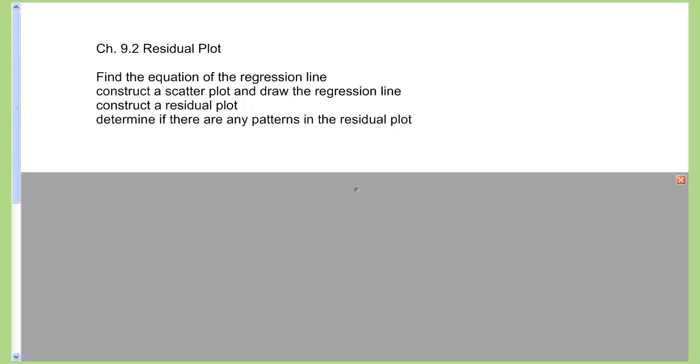Chapter 9.2 has a residual plot exercise in the exercises in the book, and I wanted to talk about that. Your instructions say to find the equation of the regression line, construct a scatter plot, and draw the regression line. After you do that, construct a residual plot and determine if there are any patterns in the residual plot. And here's what you have to do to do this problem.